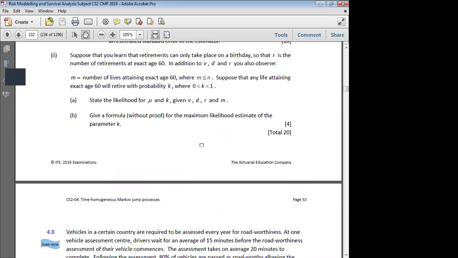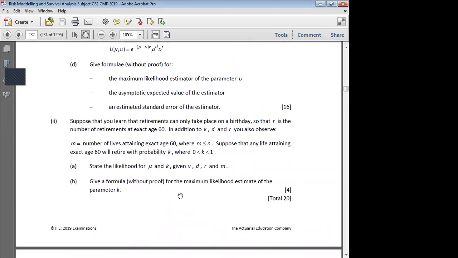Okay, now there is one more question here. So Mihir, can you read this question for us? Yes, ma'am. Suppose that you learn that the retirements can only take place on a birthday, so that R is the number of retirements at age 60. In addition to V, D, and R, you also observe M, which is the number of lives attaining exact age 60, where M is less than or equal to N. Suppose that any life attaining exact age 60 will retire with probability K, where K lies between 0 and 1. State the likelihood for mu and K given V, D, R, and M.